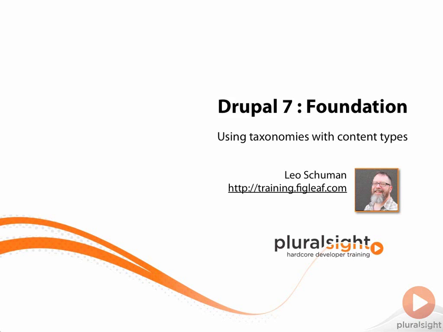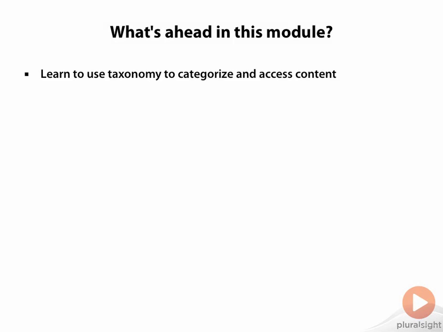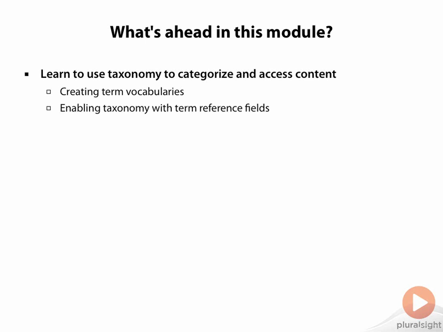Welcome to our module on using taxonomies with content types. In this module, we're going to talk about using taxonomy as a way to categorize and access content. We'll create term vocabularies, which are sets of words that can be applied to a piece of content. We're going to enable the use of those terms for taxonomy classification through what are called term reference fields.